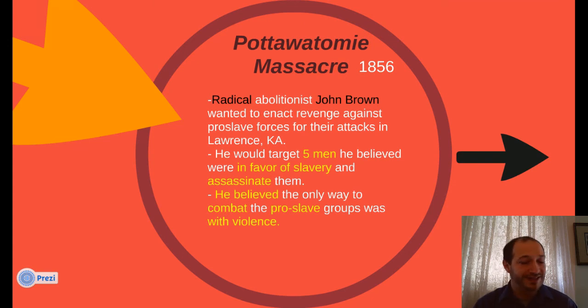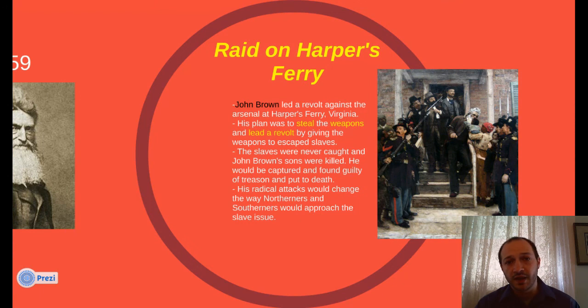John Brown is viewed as a terrorist in the South, a radical in the South. In the North, John Brown is viewed as a hero. Now we're going to look at the last instance of John Brown's life in which he uses violent actions to support his views on ending slavery. In 1859, John Brown and 21 other people are going to take weapons at Harper's Ferry. With these weapons, John Brown wanted to lead a slave revolt.